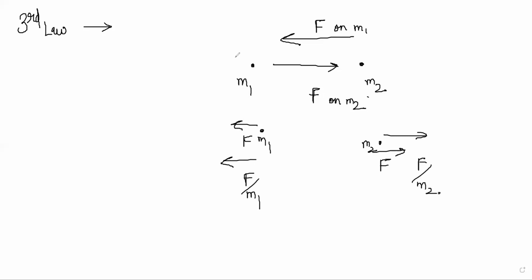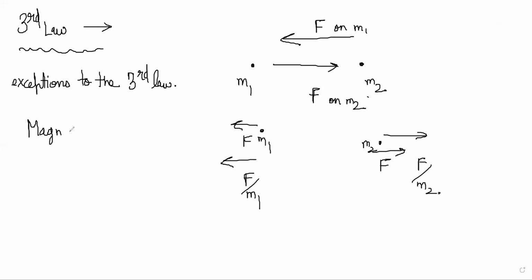So Newton's third law ensures that there are always equal and opposite forces acting between a pair of particles. However, you have to be careful that there are exceptions to this law. I will give you one example where there is an exception to the third law, and it is the magnetic force. If you have been exposed to a little bit of magnetic force, we can construct a situation where forces are not equal and opposite.